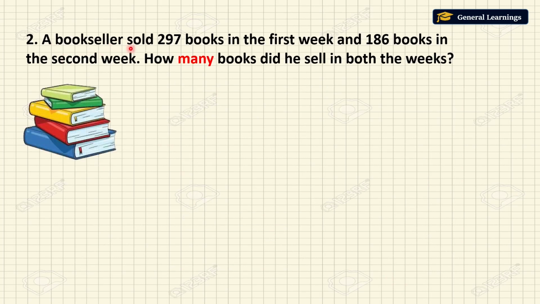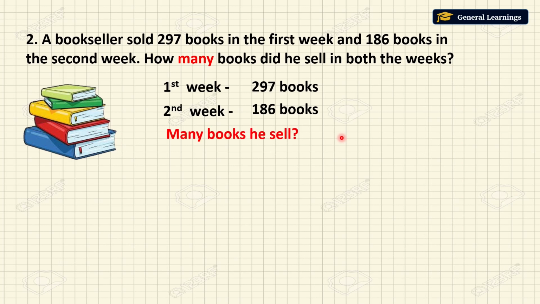A bookseller sold 297 books in the first week and 186 books in the second week. How many books did he sell in both the weeks? So here they have given the hint as many. So if we have found many, it means we should add the numbers. For that we should write the statements first. In the first week, he sold 297 books. In the second week, 186 books. Now we are going to find out how many books he has sold in both the weeks.